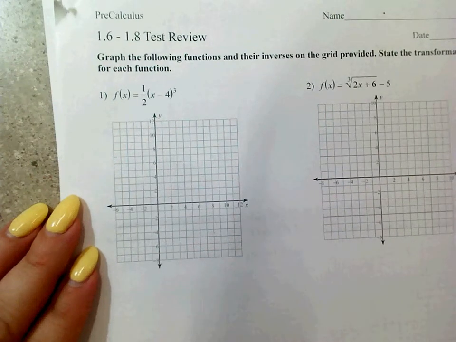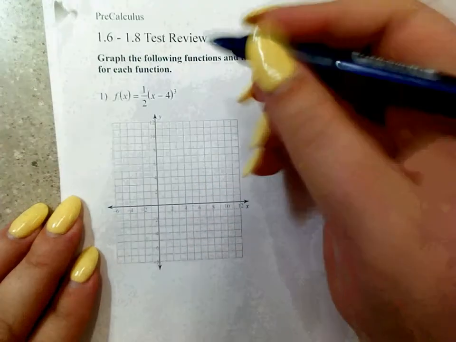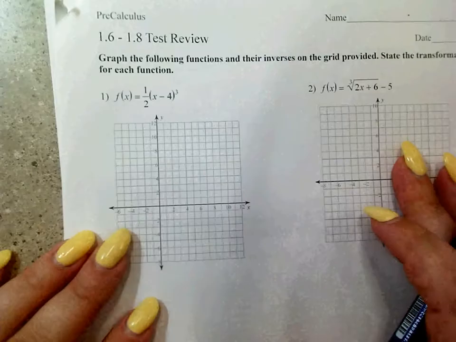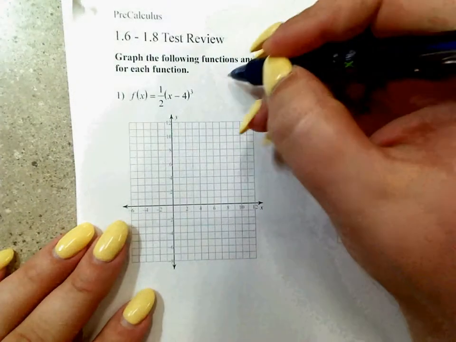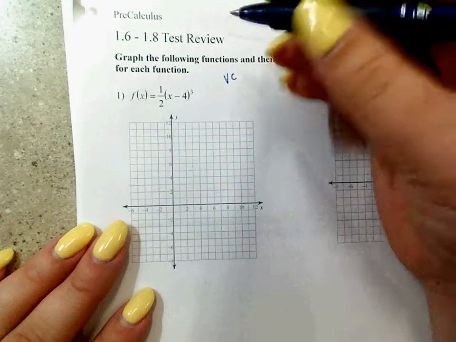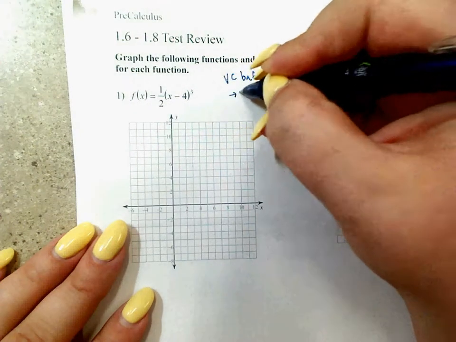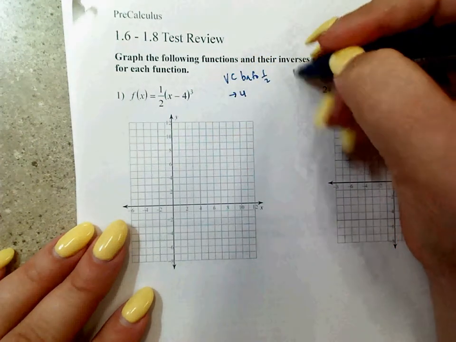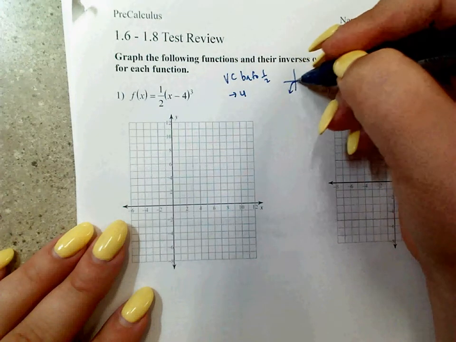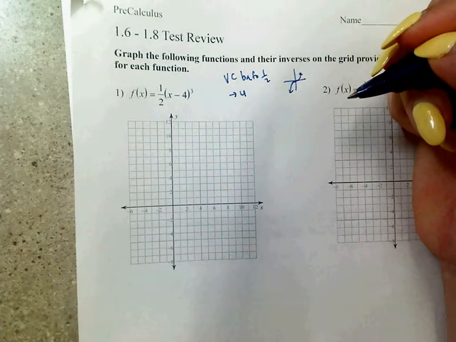All right, so on number one, you're supposed to graph the function and its inverse and state the transformations for each function. So this first one is a cubic function, and it has a vertical compression. It's on the outside of the parentheses by a factor of 1/2, and it goes to the right 4. So when I think about my cubic function, y equals x cubed, the general function looks like this, yeah?